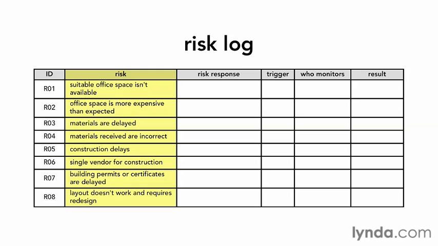Here are the things to identify for each risk. A description of the risk, such as a construction delay. The response you've chosen. The trigger that indicates that you need to implement the response you chose, like the contractor telling you there's a delay. Who is going to monitor the risk? And the result you expect if you have to actually use the response you chose.